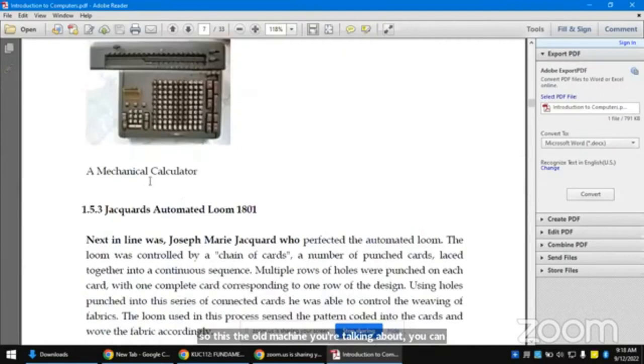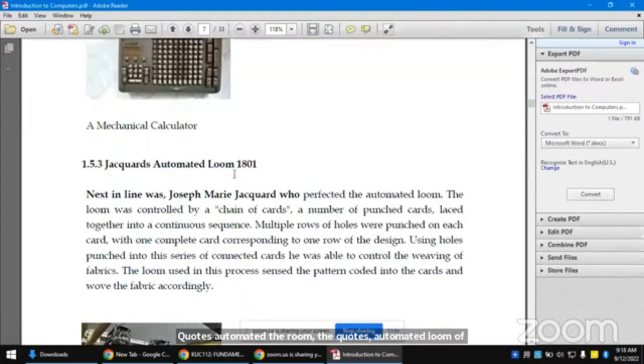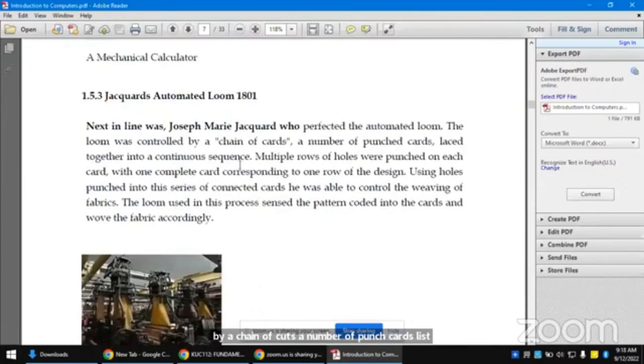Jacquard's automated loom of 1801. Next in line was Joseph Marie Jacquard, who perfected the automated loom. The loom was controlled by a chain of cards, a number of punched cards laced into a continuous sequence. Multiple rows of holes were punched on each card, with one complete card corresponding to one row of the design. Using holes punched into the series of connected cards, he was able to control the weaving of fabrics. The loom used in this process sensed the pattern coded into the cards and wove the fabric automatically.